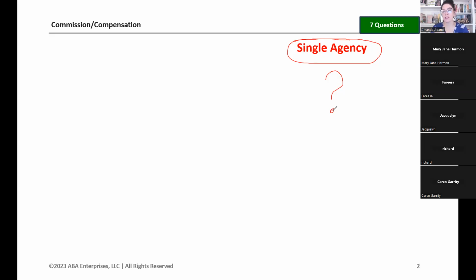In a real estate transaction, there are two sides, right? There's the buyers and there's the sellers. If you're only representing one side of that deal, same transaction, that's referred to as single agency. So we're going to learn how to calculate commission in a single agency situation. Let's take a look and find out where commissions come from historically. Where have they always come from?